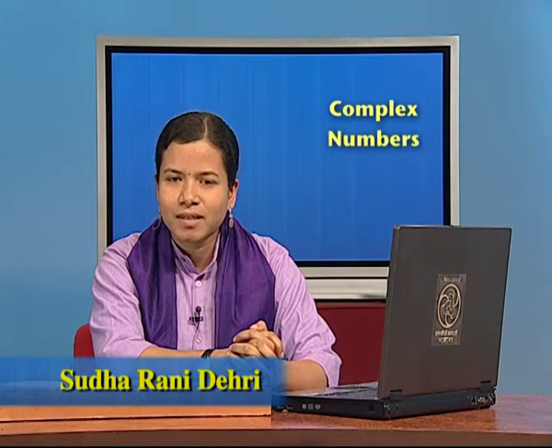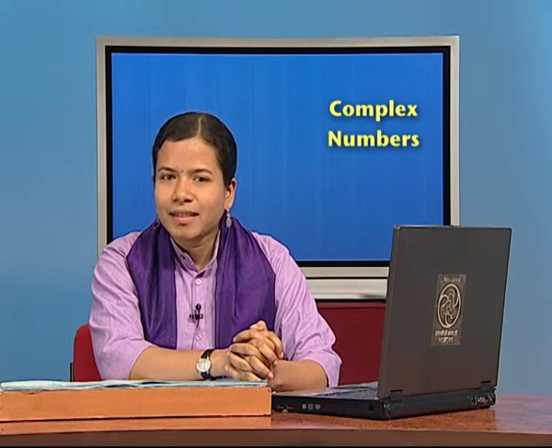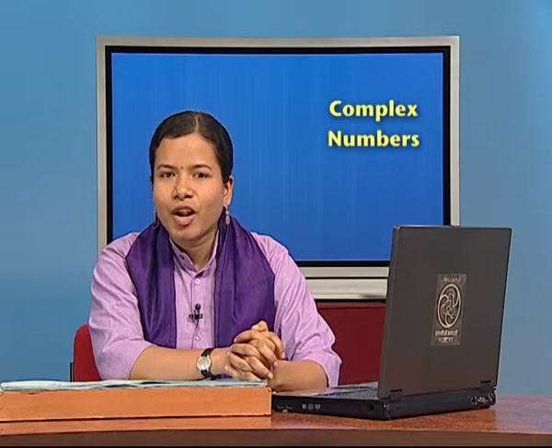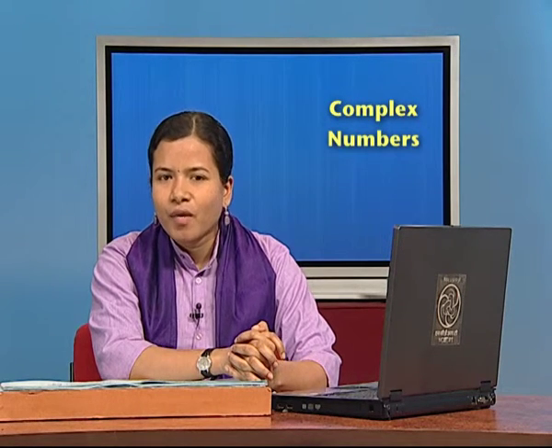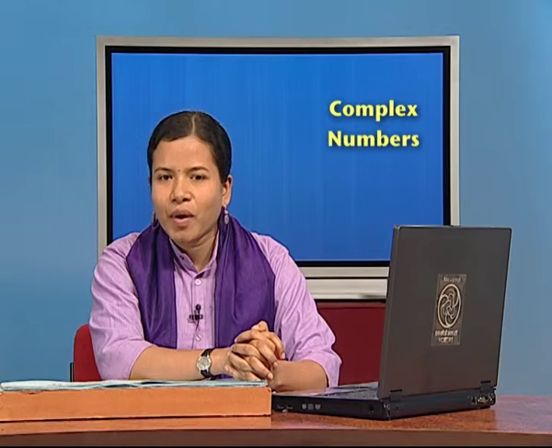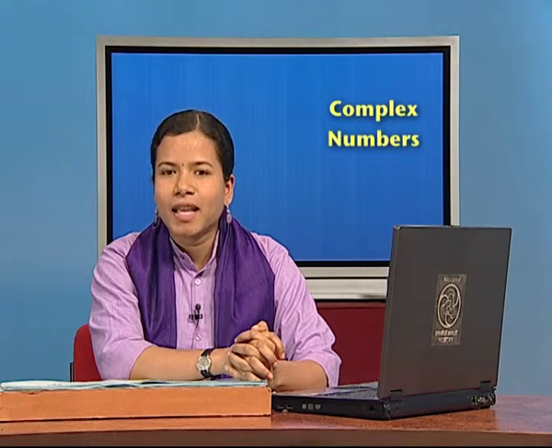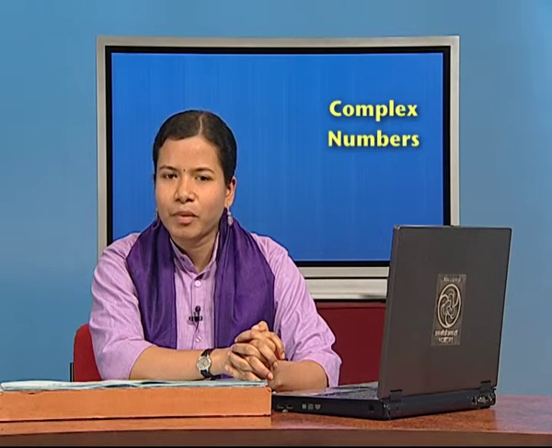In previous lecture, we defined complex numbers. We discussed that complex numbers are of the form a plus ib, where i was the value of square root of -1 and a and b were real numbers.